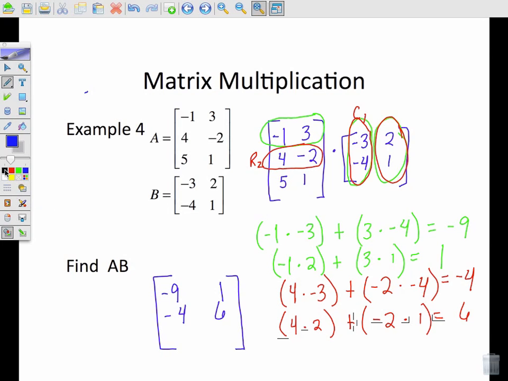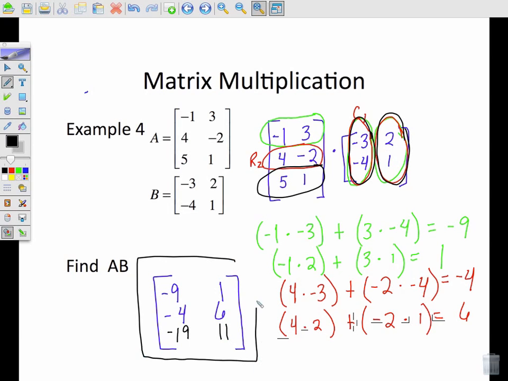And we're going to do this one more time, and the last time is going to be with the third row, first column. So you multiply 5 and -3, that's -15 plus -4. -15 plus -4 is -19. Then we do it again. Row 3 with column 2. So that's 10 plus 1, 11. And so this right here is the result of your product of the two matrices A times B.